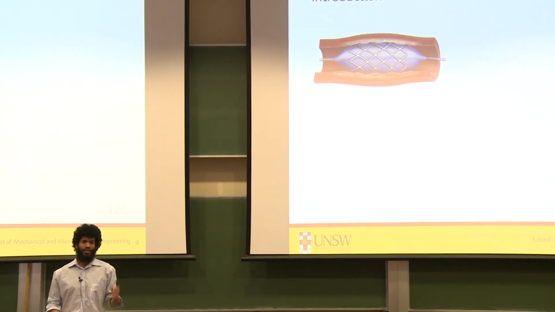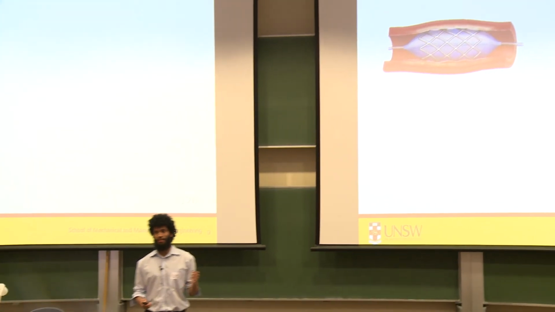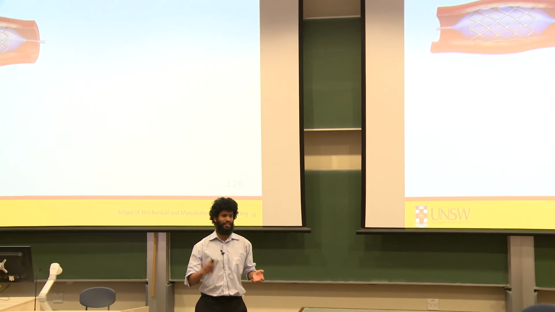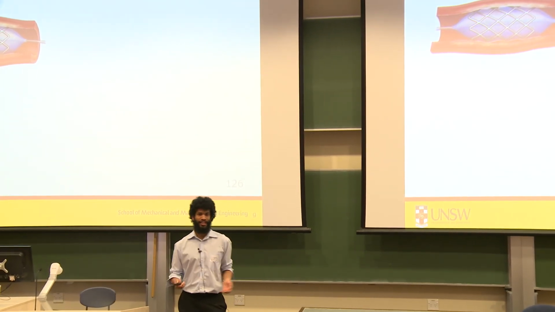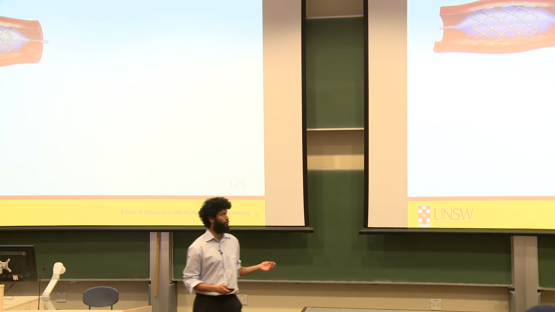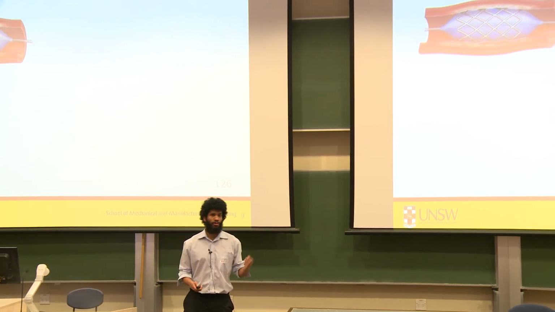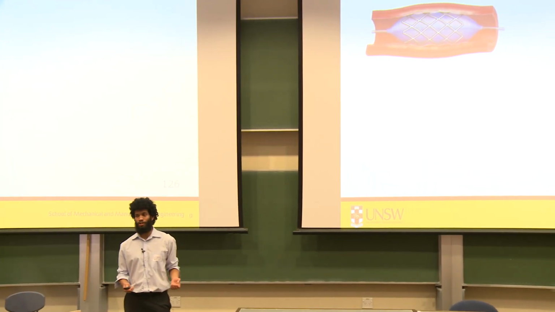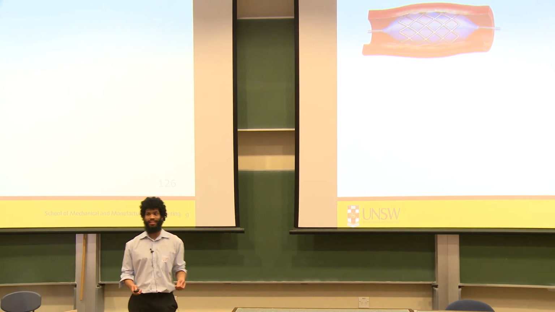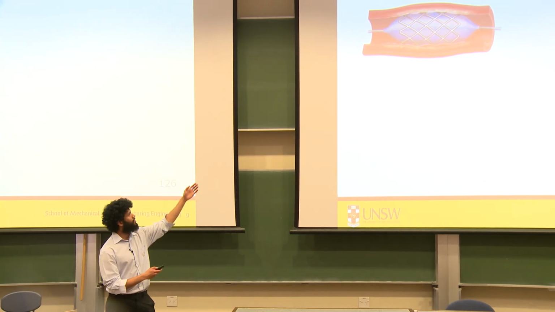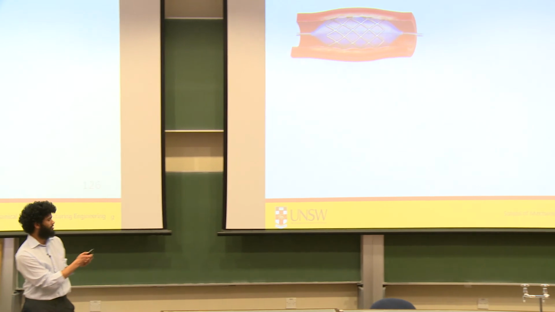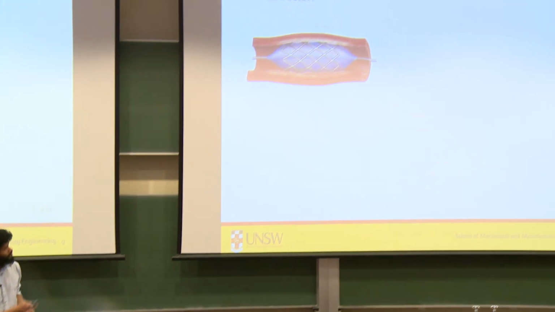Now, if you used a balloon on its own, the problem that you might find is that the artery has a tendency to collapse on itself due to the elastic nature of the artery tissue. So to circumvent this problem, most of these balloon angioplasty procedures are coupled with the implantation of stents, which are these metallic wire mesh devices that you can see up here.